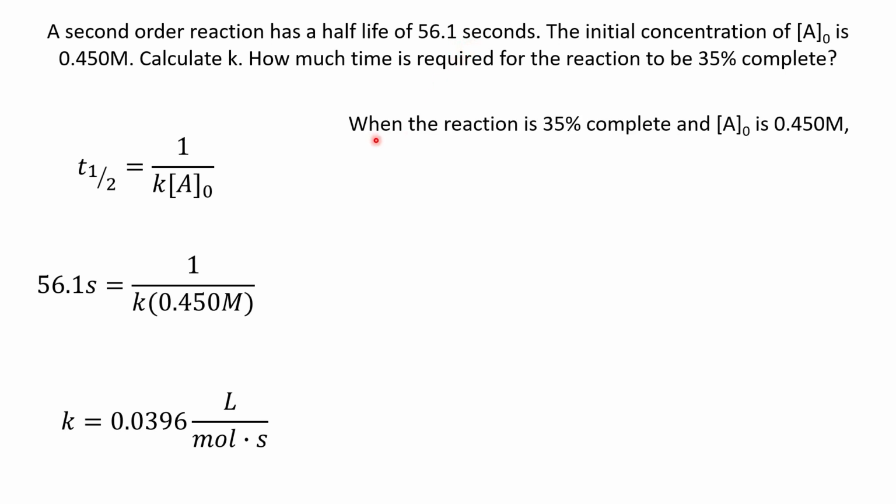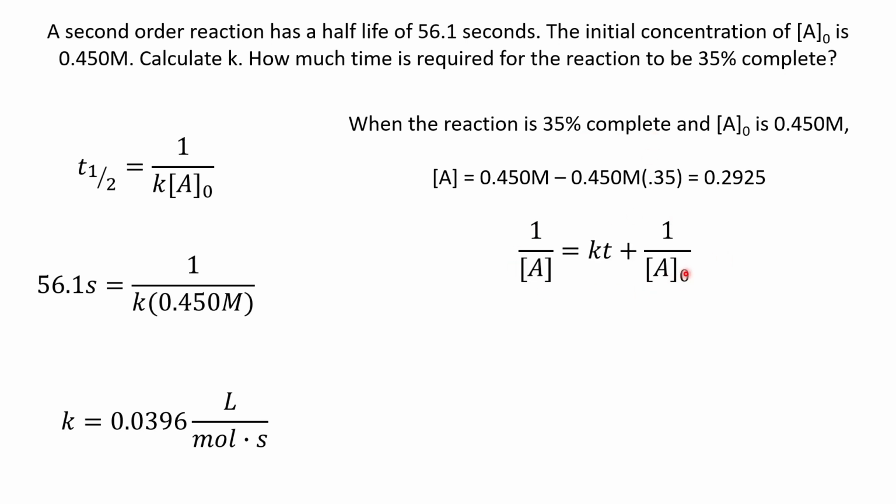So let's figure out what our concentration is going to be when the reaction is 35% complete. We know our initial concentration is 0.450 molar here. So to get just our concentration of A at 35% complete, of course, it's whatever our initial concentration is minus this initial concentration times, again, our 35%. And that gives us a concentration of 0.2925 molar.